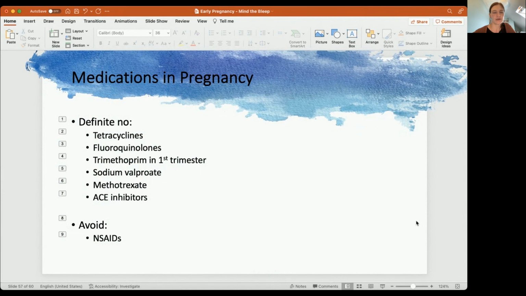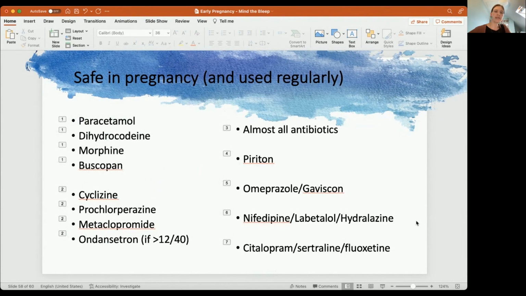So definite no's are tetracyclines, fluoroquinolones, trimethoprim in the first trimester. Sodium valproate really should be a no, but occasionally women are on it these days, but it's very unusual these days. Obviously methotrexate, no. And they shouldn't be on ACE inhibitors, and we should avoid NSAIDs in pregnant women. But basically most medications are safe in pregnancy. That is the summary of this slide.